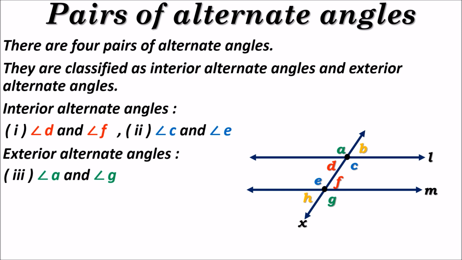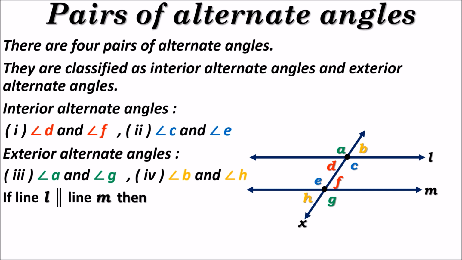So angle A and angle G are outside of those two parallel lines and they are cross angles. Angle B and angle H are outside the parallel lines and they are cross angles. So angle A and angle G is one pair of exterior alternate angles. Angle B and angle H is the next pair of exterior alternate angles.